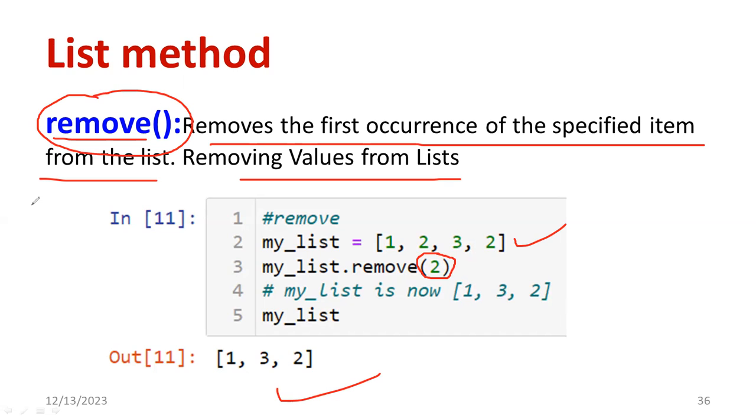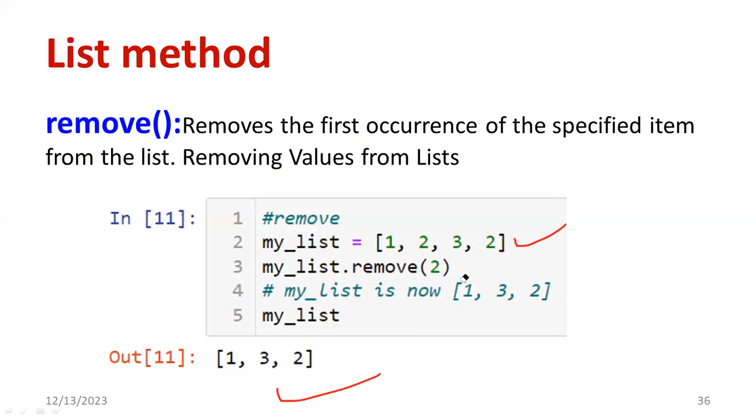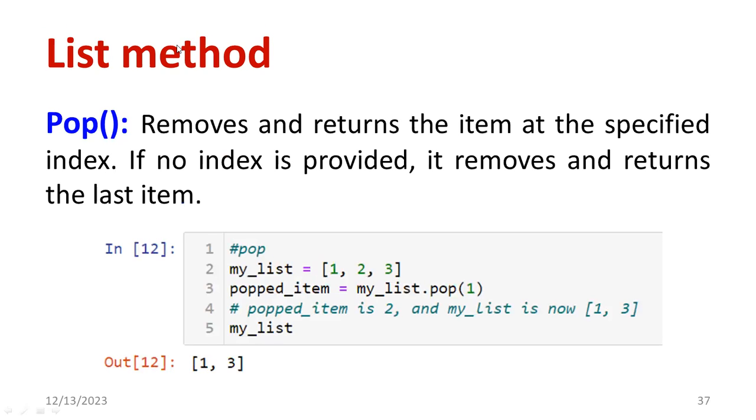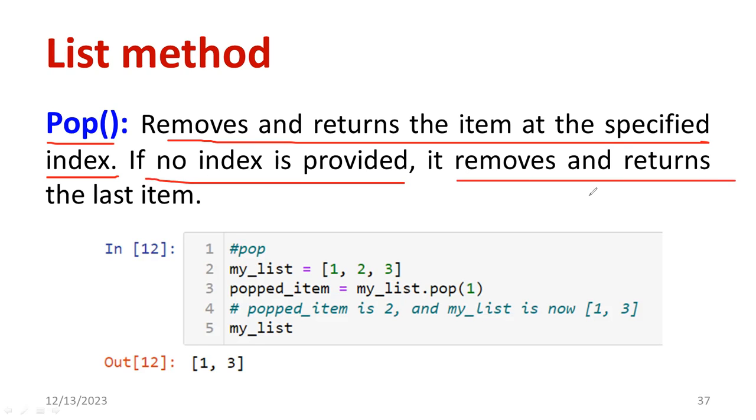Please make a note of this. This is most important from an exam point of view as well as for the development of programs related to the list. Now, pop. Why is pop required? Pop removes and returns the item at a specified index. If no index is provided, it removes and returns the last item. Those are the two conditions.